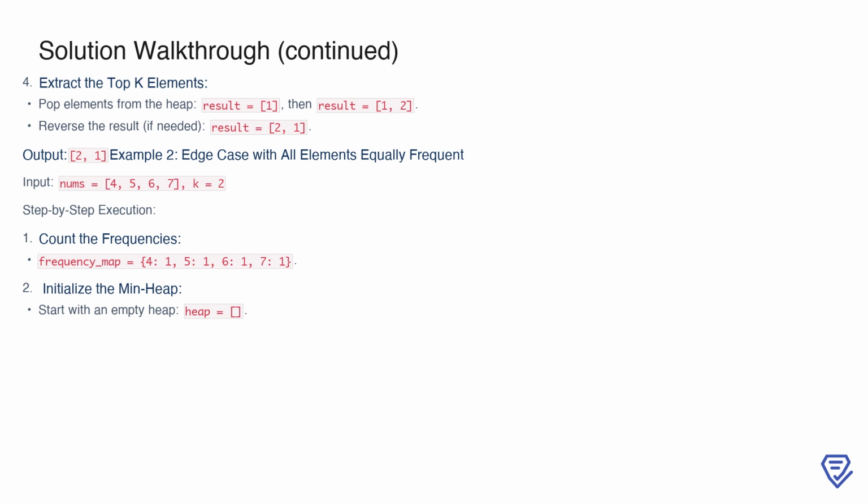Shifting to another scenario, consider an edge case where all elements of the input array nums equals 4, 5, 6, 7 have the same frequency and we need the top 2. The frequency map in this case is 4: 1, 5: 1, 6: 1, 7: 1, indicating that each number appears exactly once. We again start by initializing an empty heap.